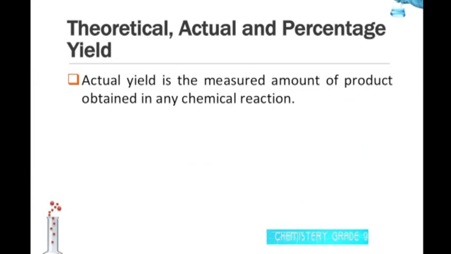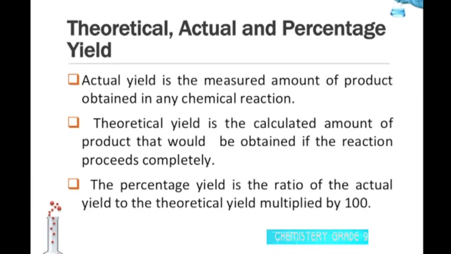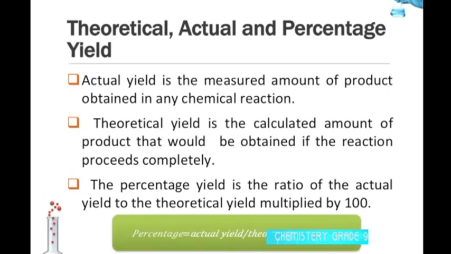There are theoretical, actual, and percentage yields. Actual yield is the measured amount of product obtained in any chemical reaction. Theoretical yield is the calculated amount of product that would be obtained if the reaction proceeds completely. The percentage yield is the ratio of the actual yield of a real experiment to the theoretical yield multiplied by 100. So percentage yield equals actual yield divided by theoretical yield times 100.